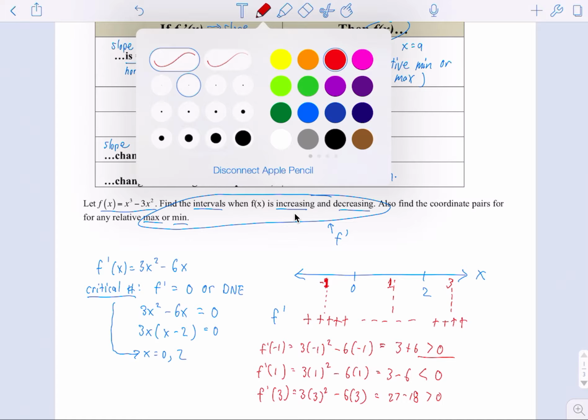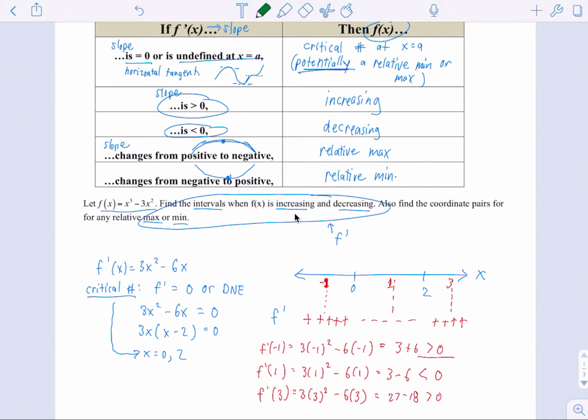When we're talking about intervals for increasing, that happens when the slope is greater than 0. So where is my slope greater than 0? Here's my slope. Greater than 0 is in those intervals. So I can say the increasing intervals are from -infinity to 0, union 2 to infinity. And again, that's this zone: from -infinity all the way to 0, and then from 2 all the way to infinity. Okay?